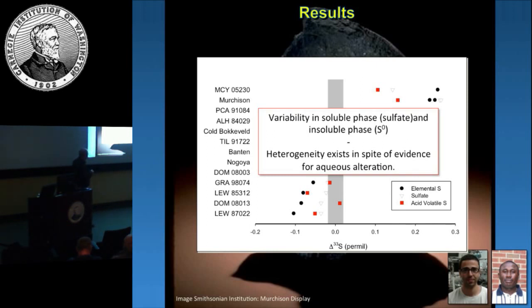There is variability both in the sulfate here, which is a water-soluble phase, and the elemental sulfur here, which suggests at least after the formation of this sulfate that there was not a huge amount of water fluxing through these meteorites to remobilize it, pull it out of the system. But there is clear evidence for aqueous alteration.